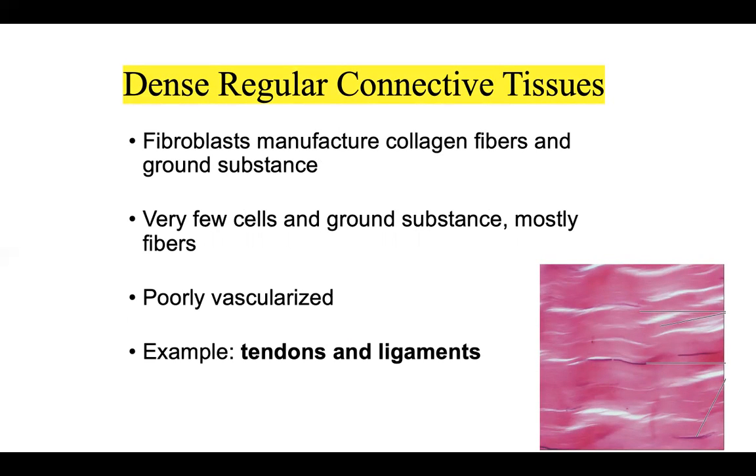So we have the fibroblasts again, manufacturing the collagen fibers and the ground substance. Not a lot of cells around there. It's mostly the fibers themselves, not highly vascularized. And our examples are tendons and ligaments. Always a friendly reminder, tendons attach muscle to bone and ligaments attach bone to bone.